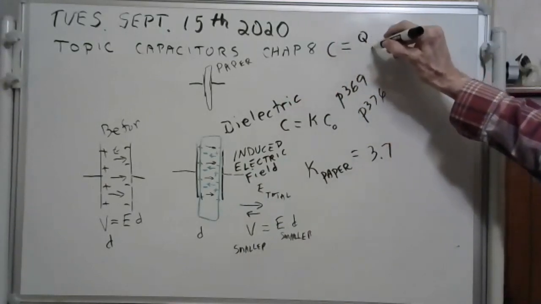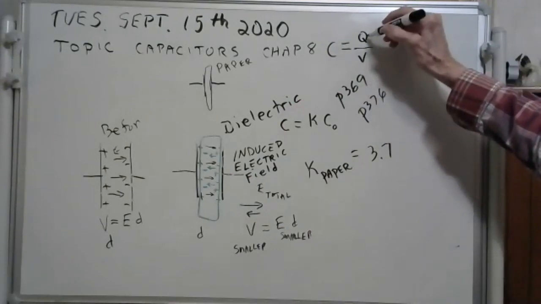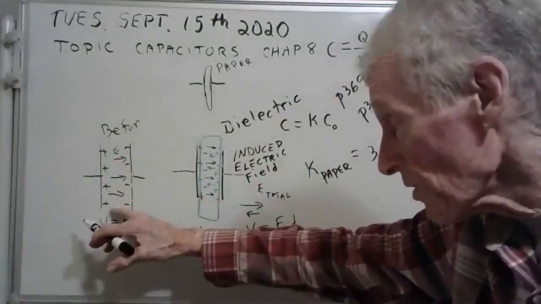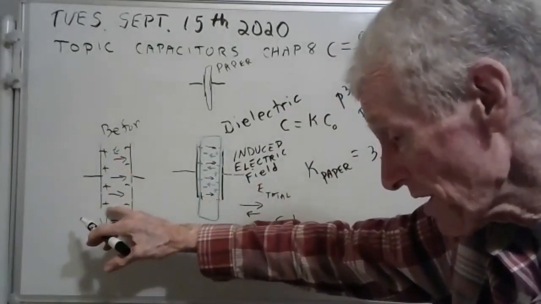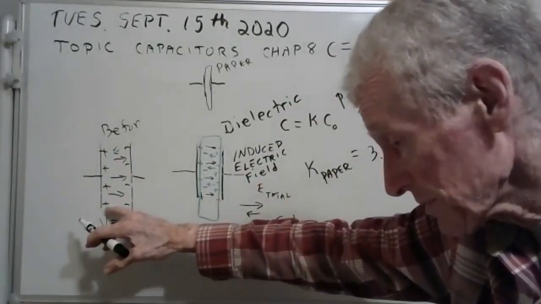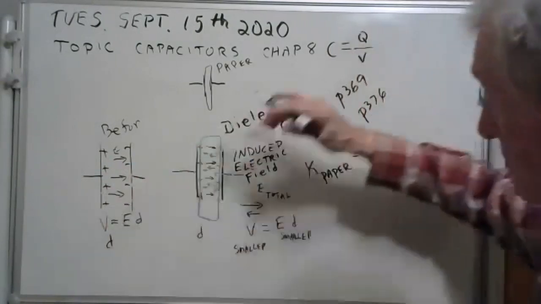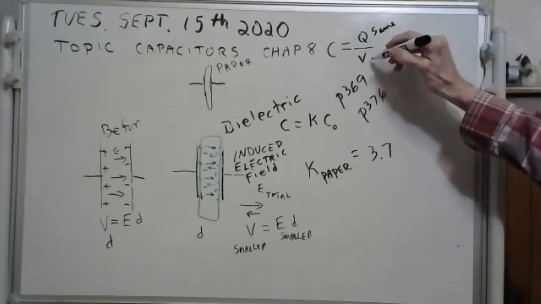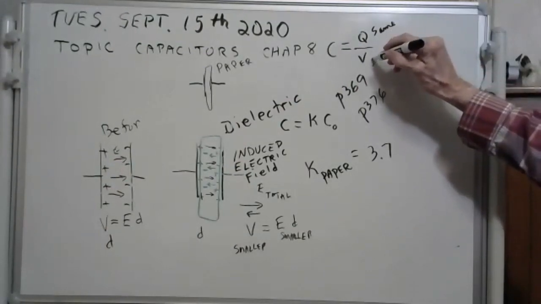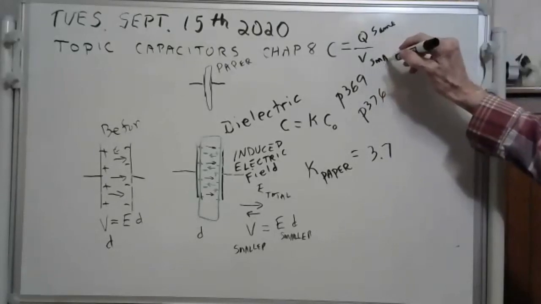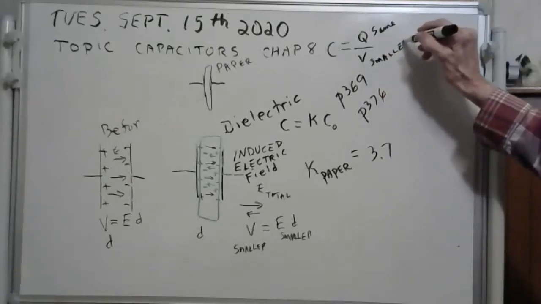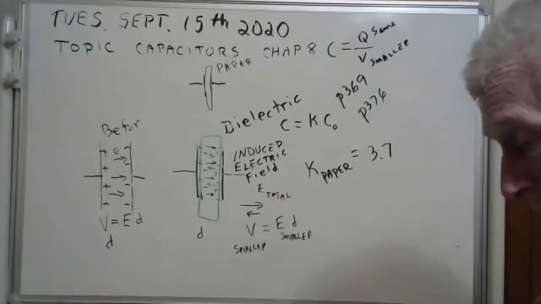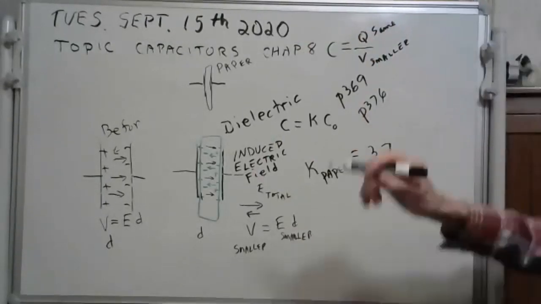C equals Q over V. Now this Q doesn't change any. Whatever these pluses are, they don't go anyplace. Paper is a non-conductor, so they can't conduct and go anyplace. The Q is the same. But if you make the voltage smaller, which is exactly what happens when you put the paper in, the voltage gets smaller.